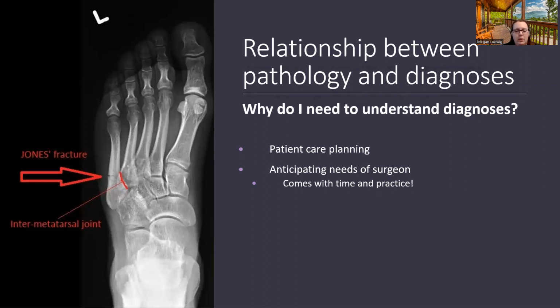Anticipating surgeons' needs is a huge part of being a surg tech, but it also takes quite a bit of time and practice. So you'll get there. Don't feel frustrated when you start clinicals and you're like, I don't understand how these surg techs know what happens next. It just comes with time. But that's why we need to understand these things. If you can make note of, okay, this particular break on this X-ray means I need this set of instruments, you can plan ahead for those things. Okay.